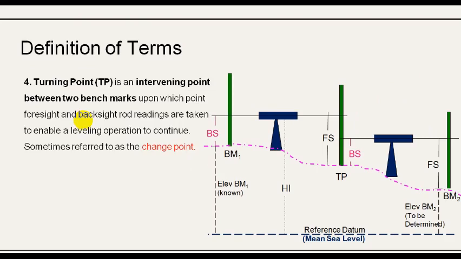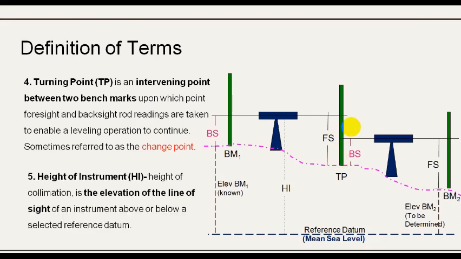Turning point is an intervening point between two benchmarks. So this is your benchmark 1, benchmark 2. Any station where you position your rod is called a turning point. It is also called a change point.